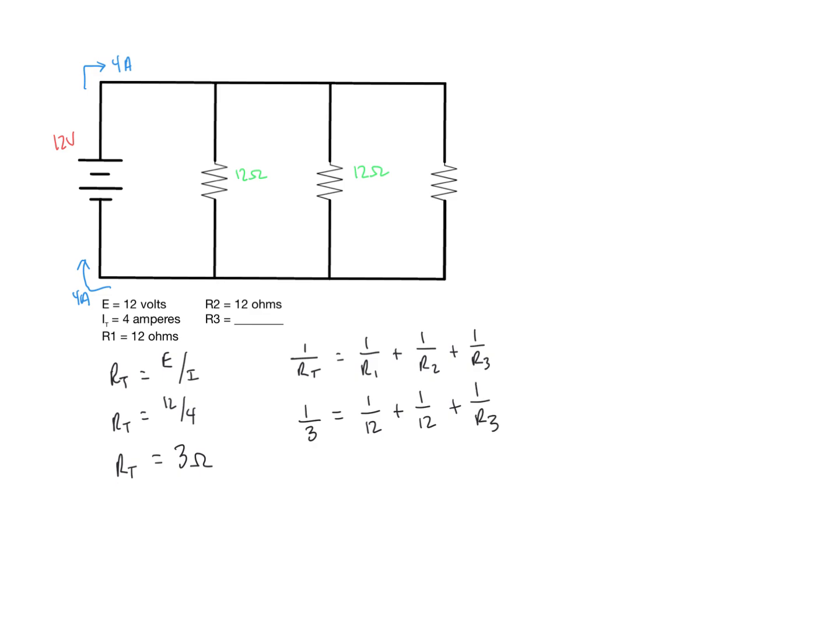So now what I want to do is get these alone. So I'm going to subtract 1/12 and 1/12 like this. Both of these, right? This one I'm moving over here, and this one also over here. So if I write that, it would be 1/3 minus 1/12 minus 1/12 equals 1 over R3.